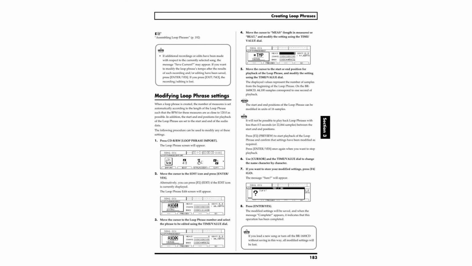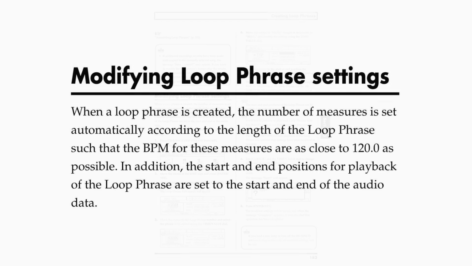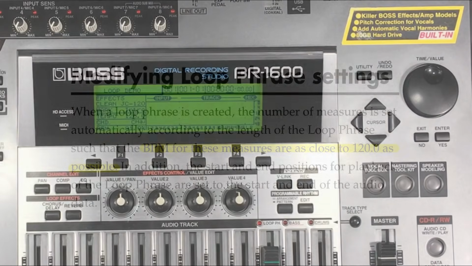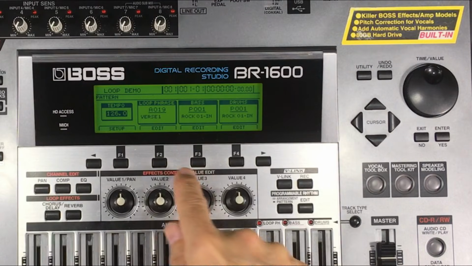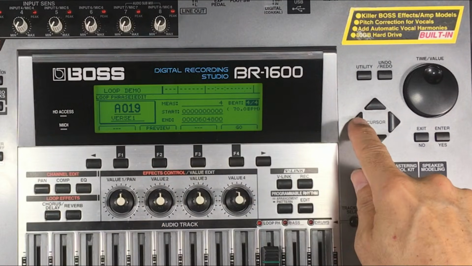When a loop phrase is created, the number of measures is estimated automatically such that the tempo is as close to 120 BPM as possible. This means that if your loop is not a full measure or the tempo is faster or slower than 120 BPM, then the tempo and measure information could be incorrect. You can change this by using the F2 Edit button from the phrase import screen.